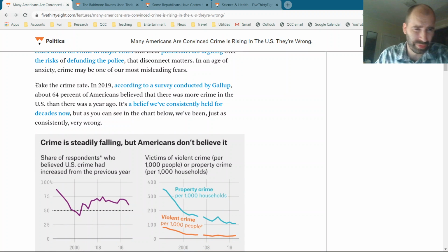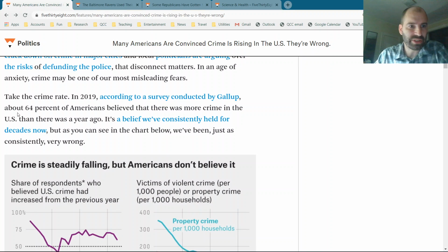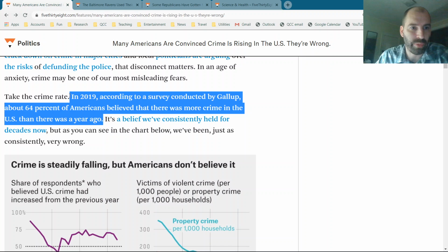It says, take the crime rate. In 2019, according to a survey conducted by Gallup, about 64% of Americans believe there was more crime in the U.S. than there was a year ago. Let's just look at that statement right there. What is the statistic? Remember, the statistic's based on a sample, so maybe we can identify the sample.